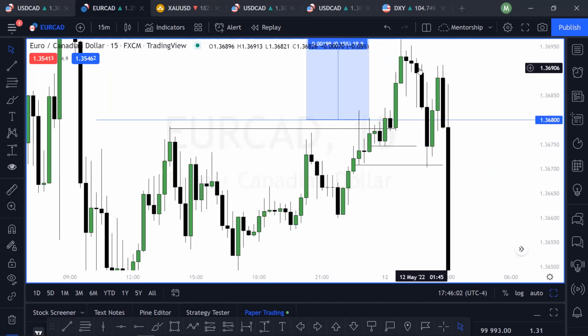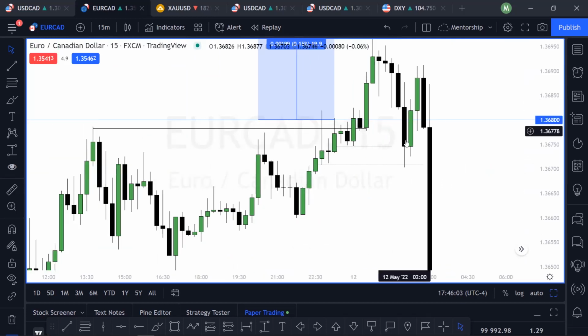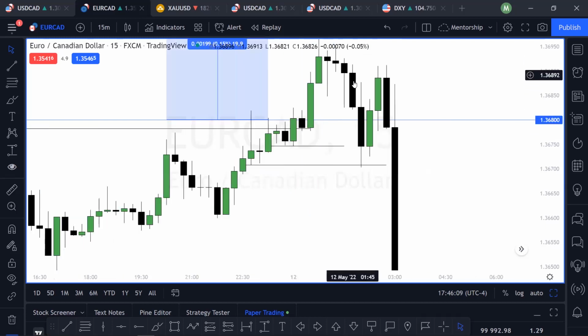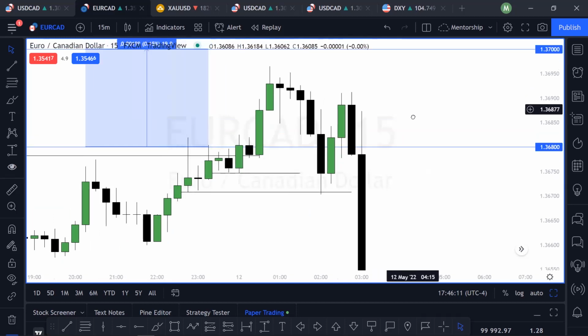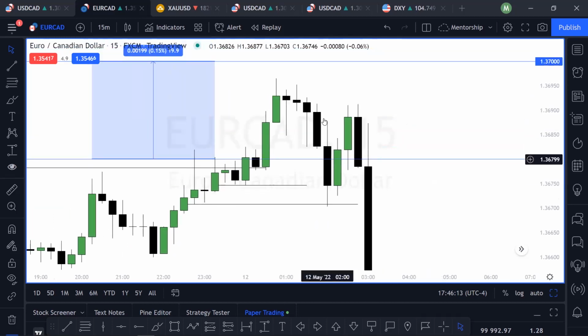Trade below these lows, willingness to trade lower here. We are accumulating more and more here. What do I do here? I am only going to look for an imbalance in this zone here. Only an imbalance, on the 15 minutes chart.